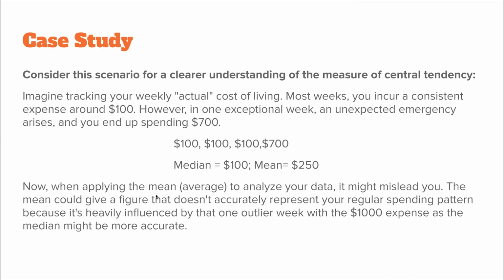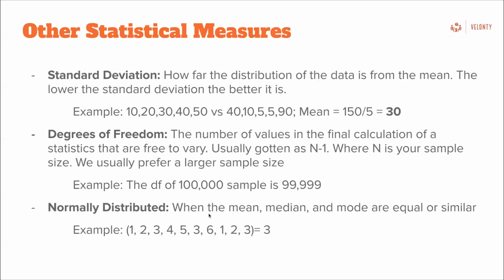So it says when applying the average to analyze the data, it might mislead you. The mean could give you a figure that doesn't accurately represent your regular spending pattern because it's heavily influenced by one week outlier with the 700. This is supposed to be 700. The median might be more accurate. So let's go to other statistical measures.